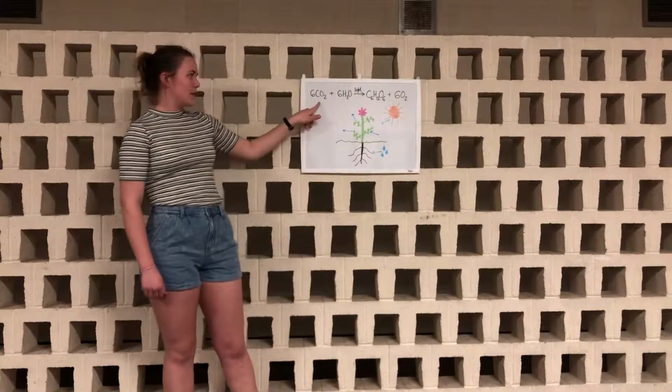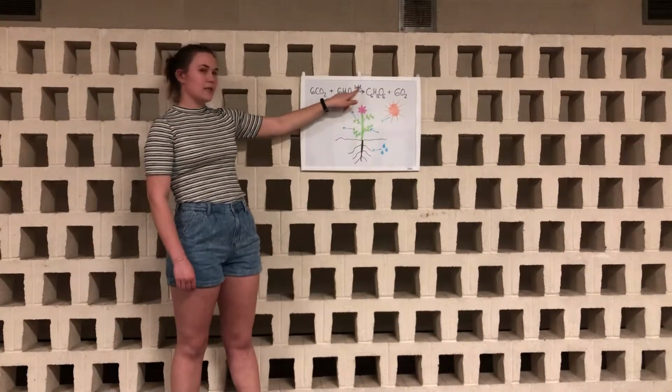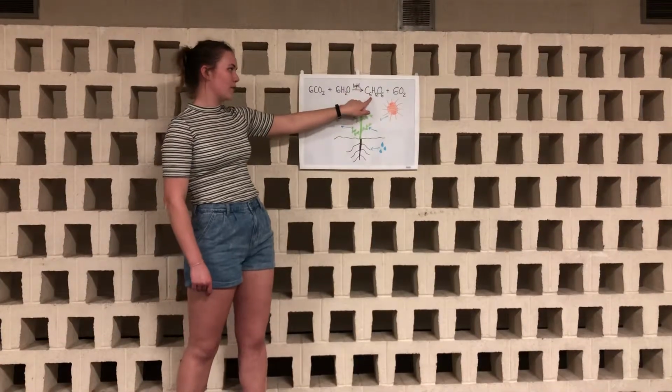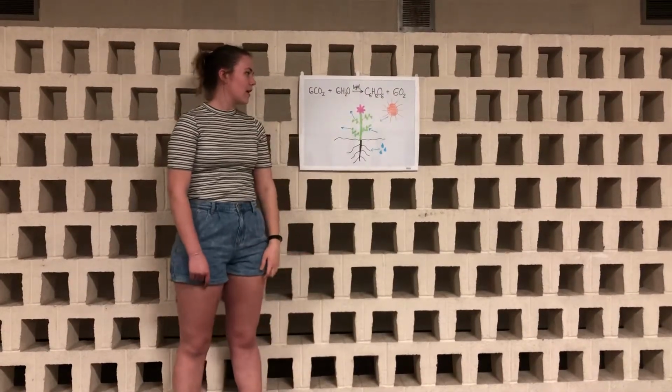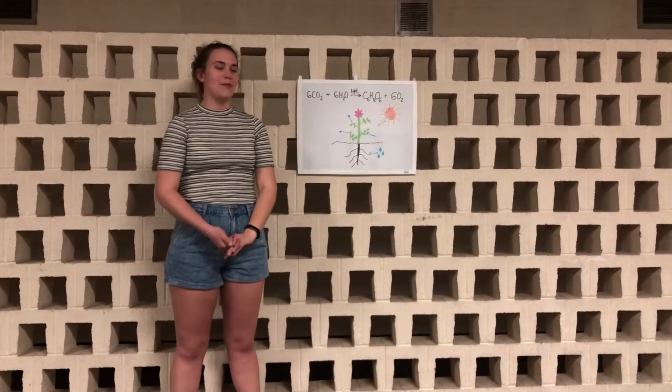And we've got CO2 and H2O as the reactants. The reaction takes place in the presence of light. We have glucose and oxygen as the products, and that is the process of photosynthesis. So I hope that you've learned a little bit today about photosynthesis.